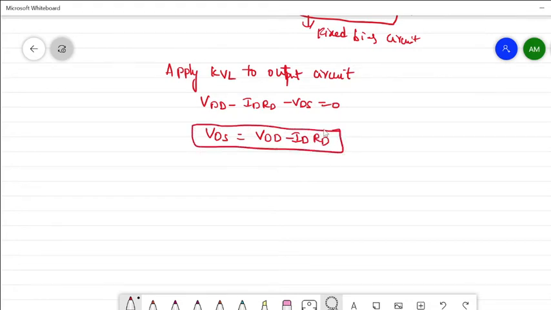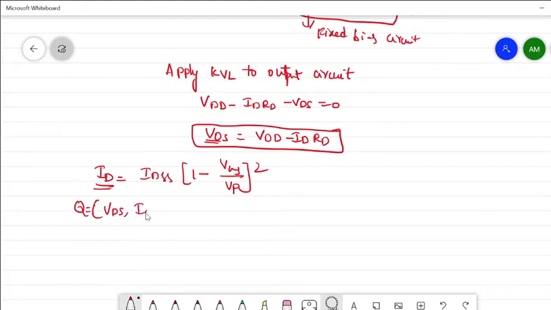Next, we already know the equation of ID. Using this formula you can calculate the Q point, that is, the output current. ID is equal to IDSS into (1 minus VGS by VP) whole square. This is the output current formula. If they ask you to find the Q point, you have to find the output voltage and output current. So the Q point is VDS comma ID.